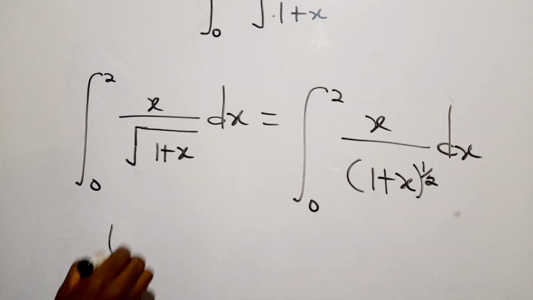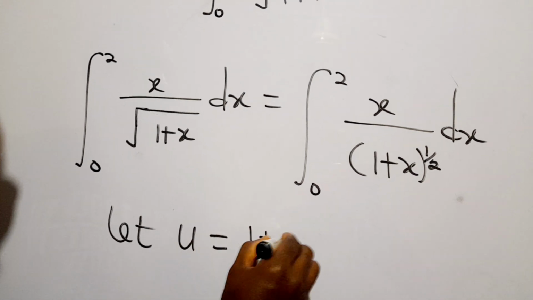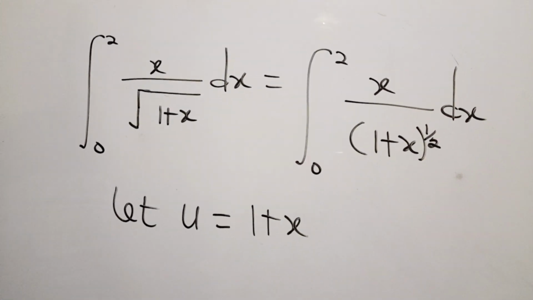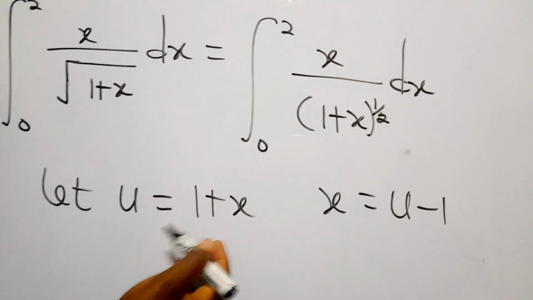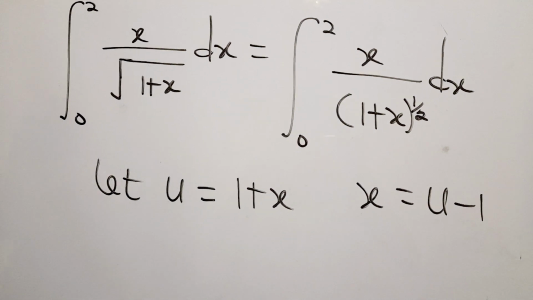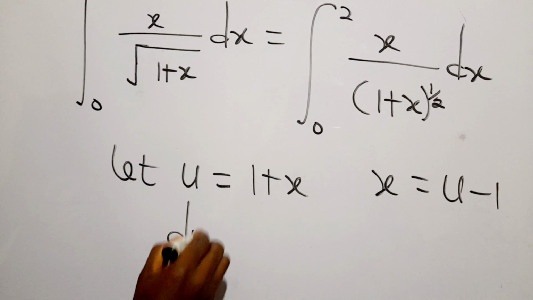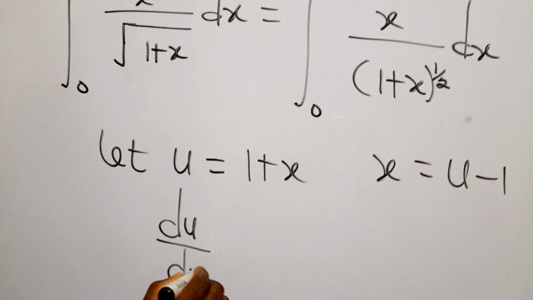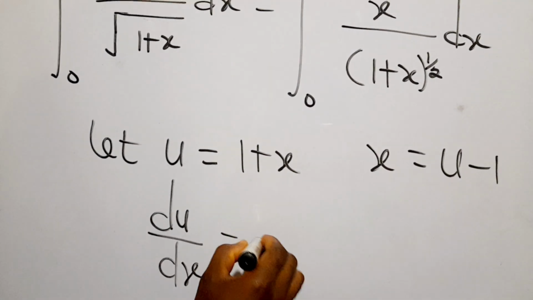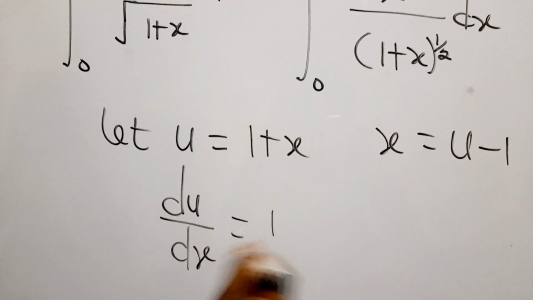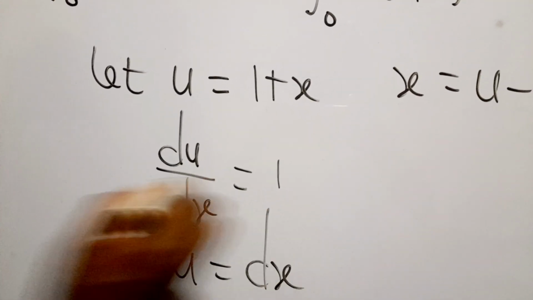So look at it. We'll let u be equal to 1 plus x. In that case, making x the subject, our x will be equal to u minus 1, that's bringing the 1 to this side. Now we can differentiate this in terms of x. So du over dx will be equal to 1 differentiated, which is 0, plus x differentiated, which is 1. Now we'll cross multiply. Our du will be equal to dx.